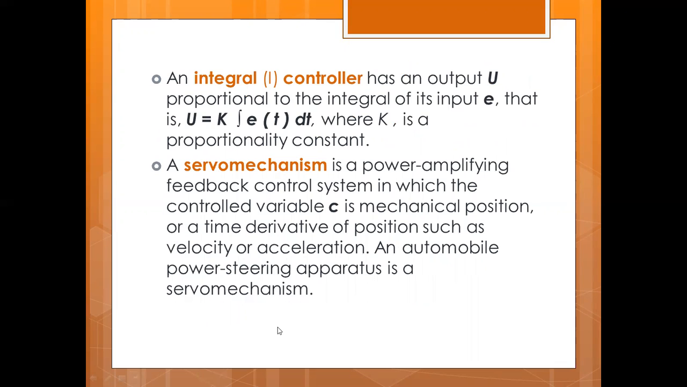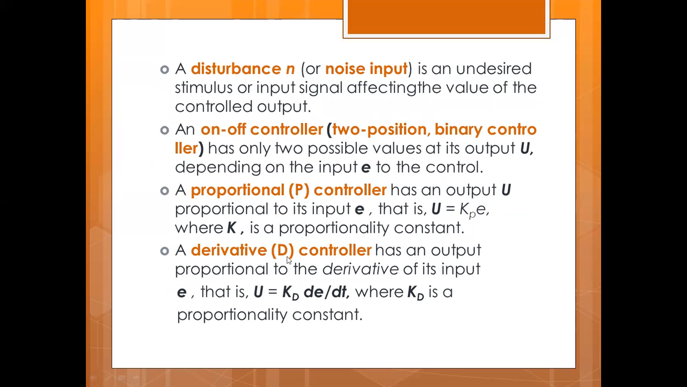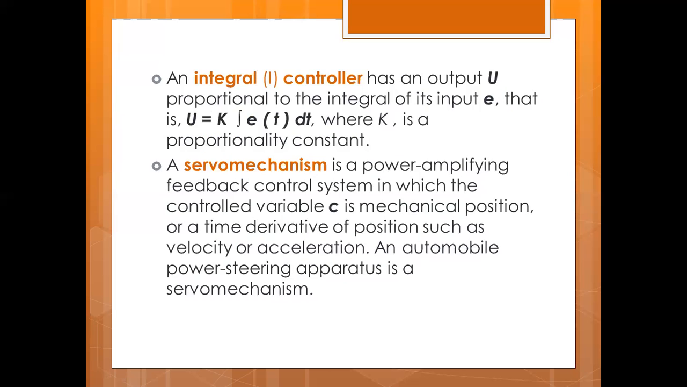Now we have the integral controller. This one has an output U proportional to the integral of the error. That is, U is equal to K times the integral of the error, where K is a proportional constant again. These are the three types of controller that we have discussed. Somehow, the definitions here have some similarities to the ones that were discussed in Kauhanor.